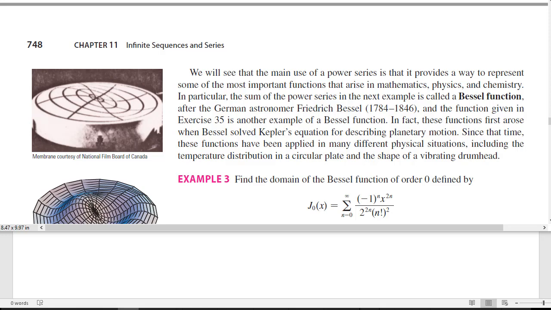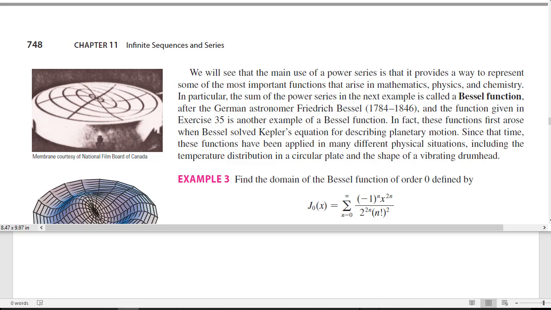In particular, the sum of power series in this example, or the next example, is a Bessel function. It's named after the German astronomer Friedrich Bessel. And the function given in exercise 35 in the homework is another example of a Bessel function. These functions first arose when Bessel solved Kepler's equation for describing planetary motion. Since that time, these functions have been applied in many different physical situations, including temperature distribution in a circular plate and the shape of a vibrating drum head.